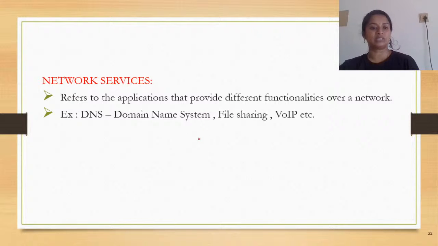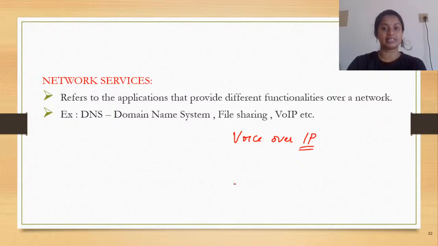The different examples of network services are DNS or the domain name system, file sharing and VoIP. What is VoIP? VoIP is voice over IP. What is IP? IP is nothing but the internet protocol. So when you are able to transmit voice over the internet protocol, for example, the broadcast of the class that I am doing live in this session is an example of VoIP, wherein I'm sitting at home, at the comfort of my home, taking a lecture online, via which the same lecture is going to reach each one of you, right?